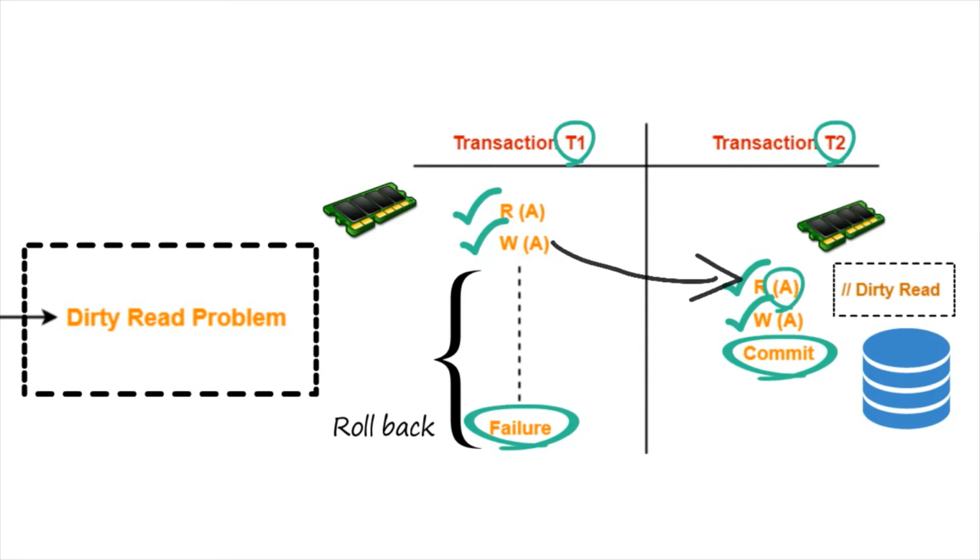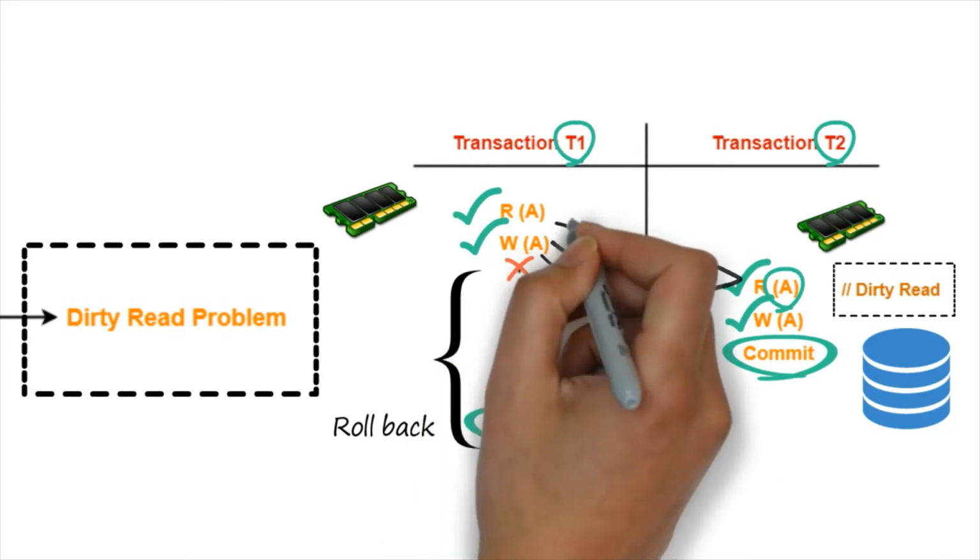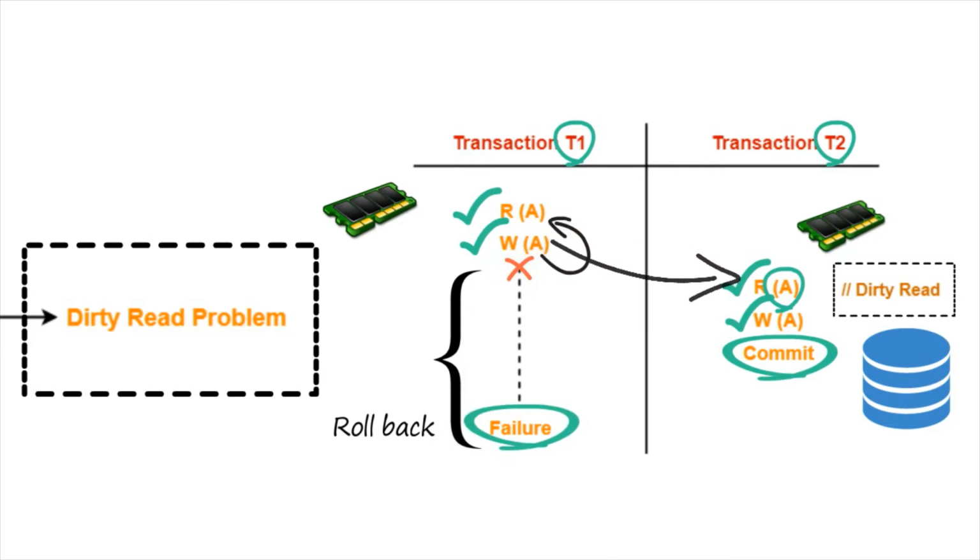However, due to the failure of the transaction T1, what happens? This write operation gets cancelled and it goes back to the previous value. So the read operation performed by T2 immediately after the write operation becomes invalid. This kind of situation is known as dirty read.